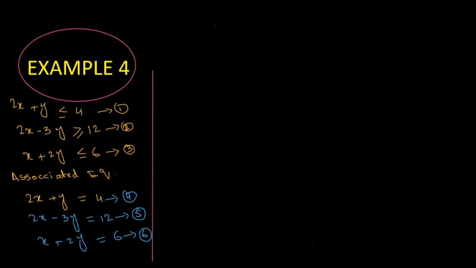We will find the points. For x equal to 0, what is the procedure? Our procedure is, for x equal to 0, we put x equal to 0 in equation 4. When we put x equal to 0, 2x will be 0, so this means that y is equal to 4. We get y equal to 4, and our point is (0, 4).